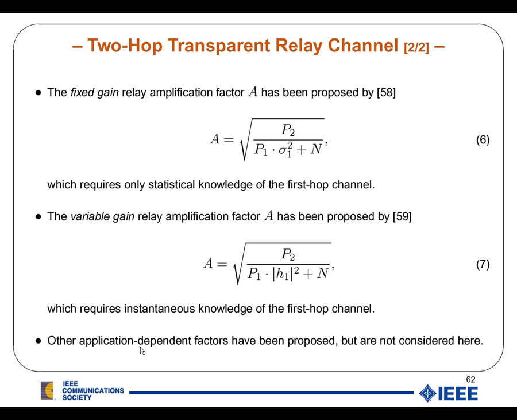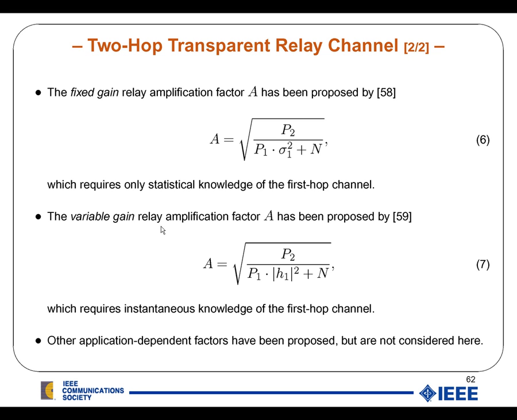Now we have a few choices to get that amplification done. We will stick to two. One is the fixed gain relay proposed in 58, where you would adopt the amplification factor according to some constraints, and you end up having just the average power of the first channel. Therefore, we only need statistical knowledge of the first hop channel and nothing else, so that can be fed in at the beginning of my transmission and then be used as a constant relay factor.